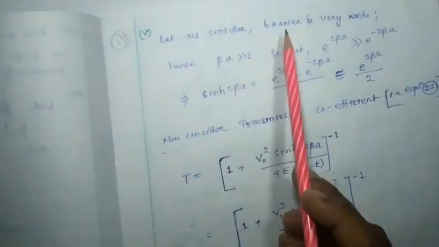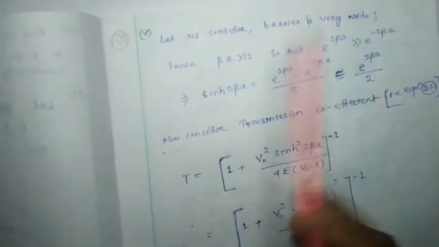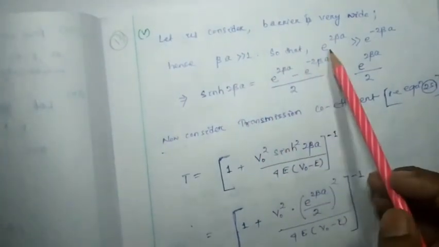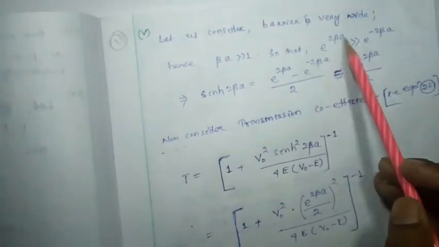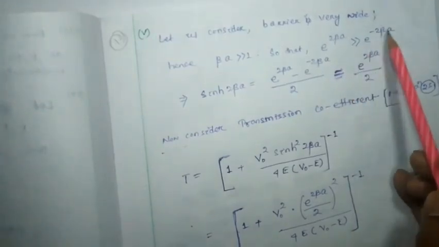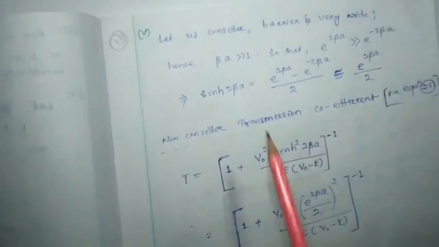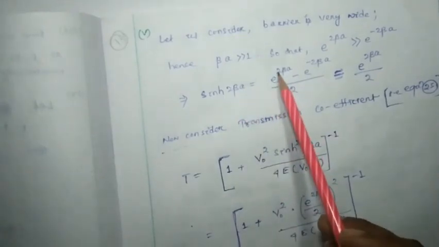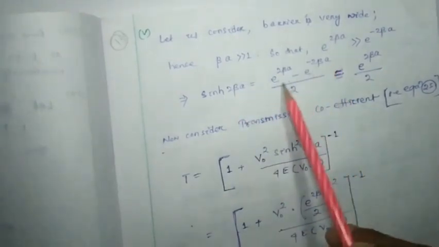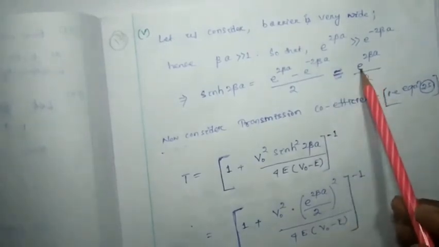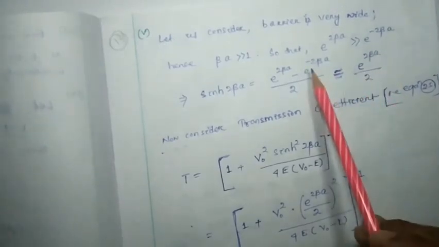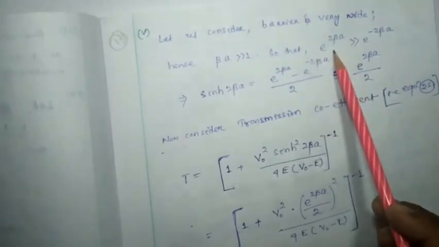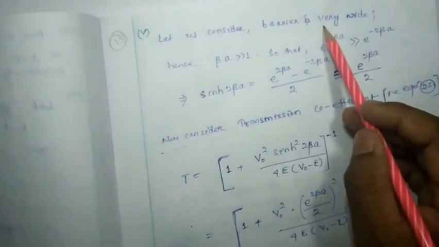See, let us consider the barrier is very wide. Okay, so βa will be greater than 1. So e to the power 2βa will be greater than e to the power minus 2βa, right? So sinh 2βa, that is nothing but (e to the power 2βa minus e to the power minus 2βa) by 2, is approximately equal to e to the power 2βa by 2, because e to the power minus 2βa will be negligible as compared to this one if we consider a very wide barrier.